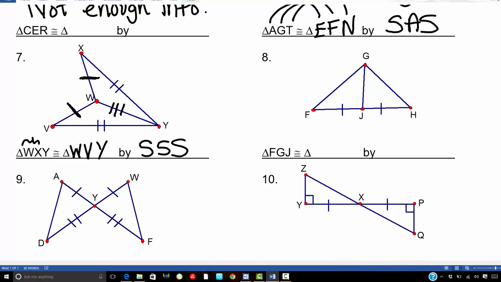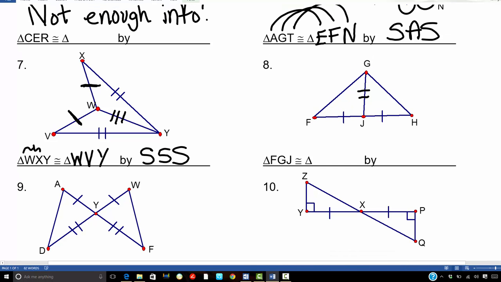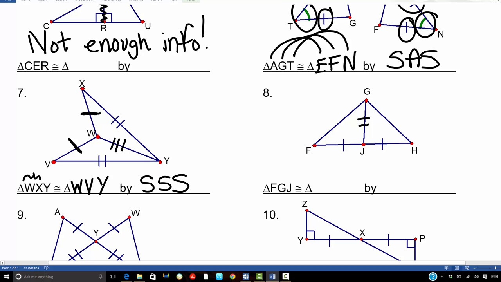Number 8 can be a tricky one. Again, they share a common side right there, segment GJ, but there isn't really any more information we can tell by looking at the diagram. This looks like a 90-degree angle, sort of, but they don't tell us it's 90 degrees, so we can't assume that that's a 90-degree angle. So just looking at that diagram, there's really nothing else we can mark congruent. So again, we don't have enough information on number 8.